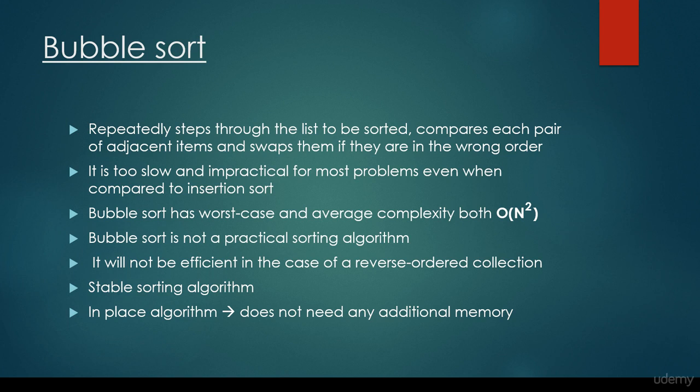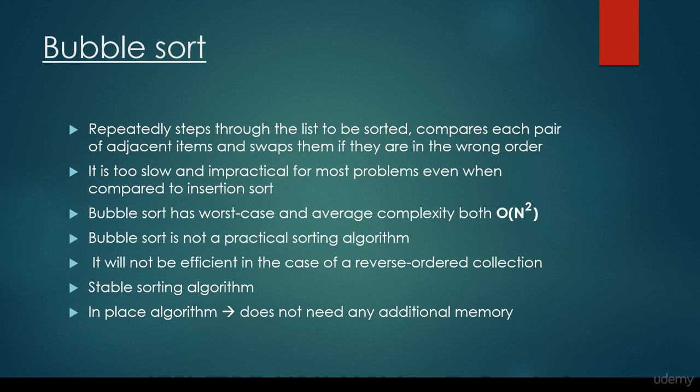It is too slow and impractical for most problems, even when compared to insertion sort, for example. This sorting algorithm has a worst case and average case running time complexity of O(n squared). So bubble sort is a typical quadratic running time algorithm, and basically we can do better. We can achieve O(n log n) running time with the help of comparison based algorithms. So that's why usually we don't use bubble sort at all.